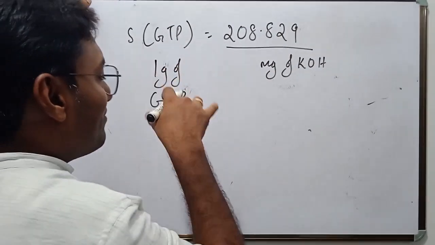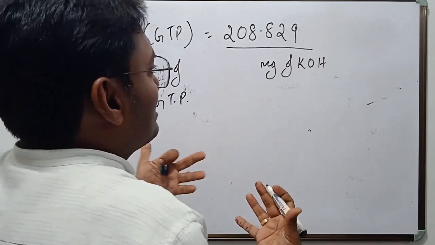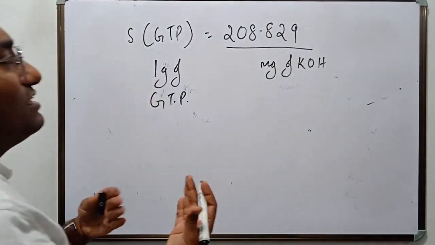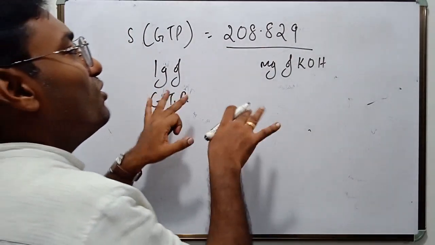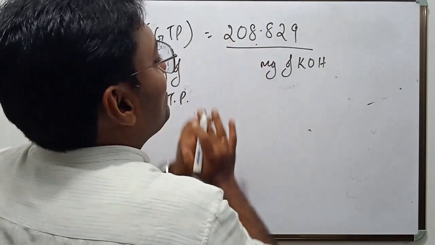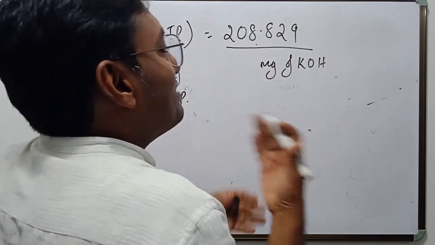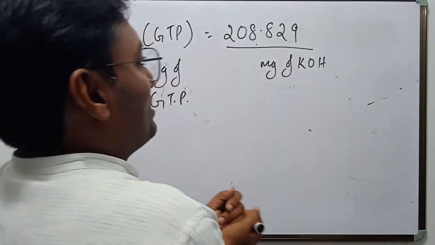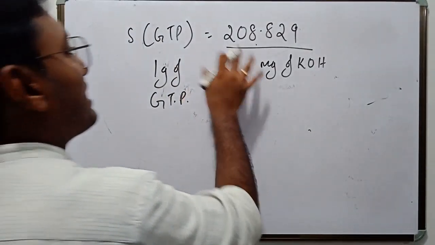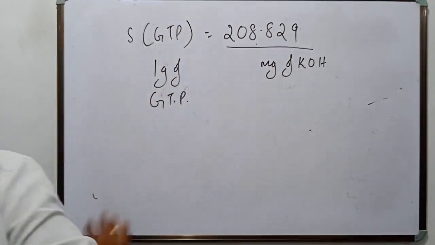So before doing the experiment, before making soap, you already know the milligram of KOH that you would require. Okay, so that has economic benefits for us in making soap. So that is the second advantage of knowing the saponification number.